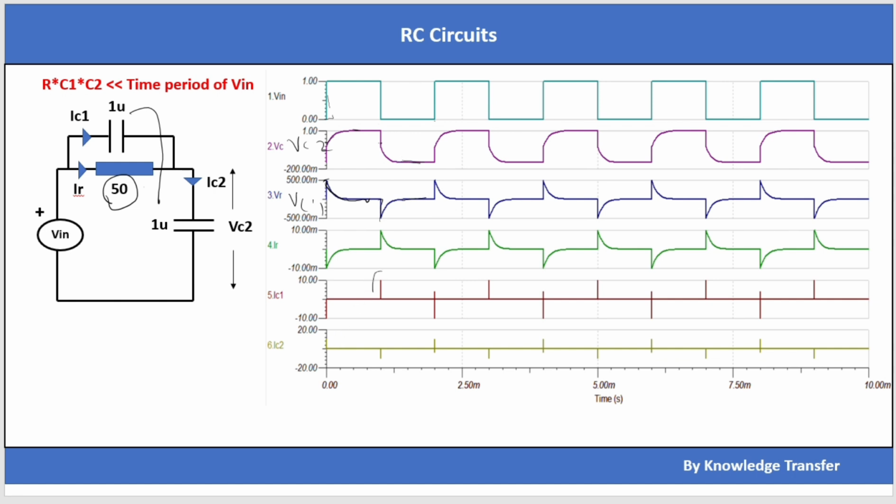Here you can see there are sudden spikes in the currents. These are because when two capacitors come in parallel, at that point only a huge current flows, and charge is being distributed between the two capacitors.